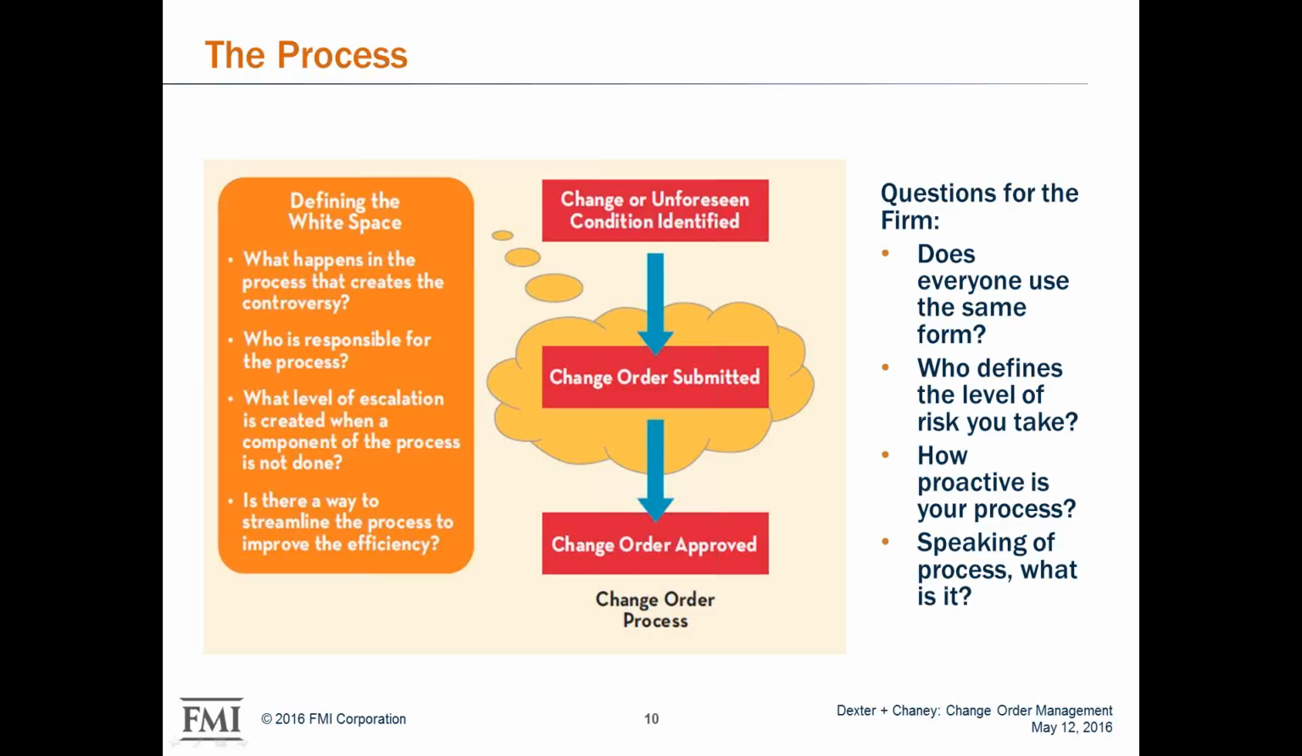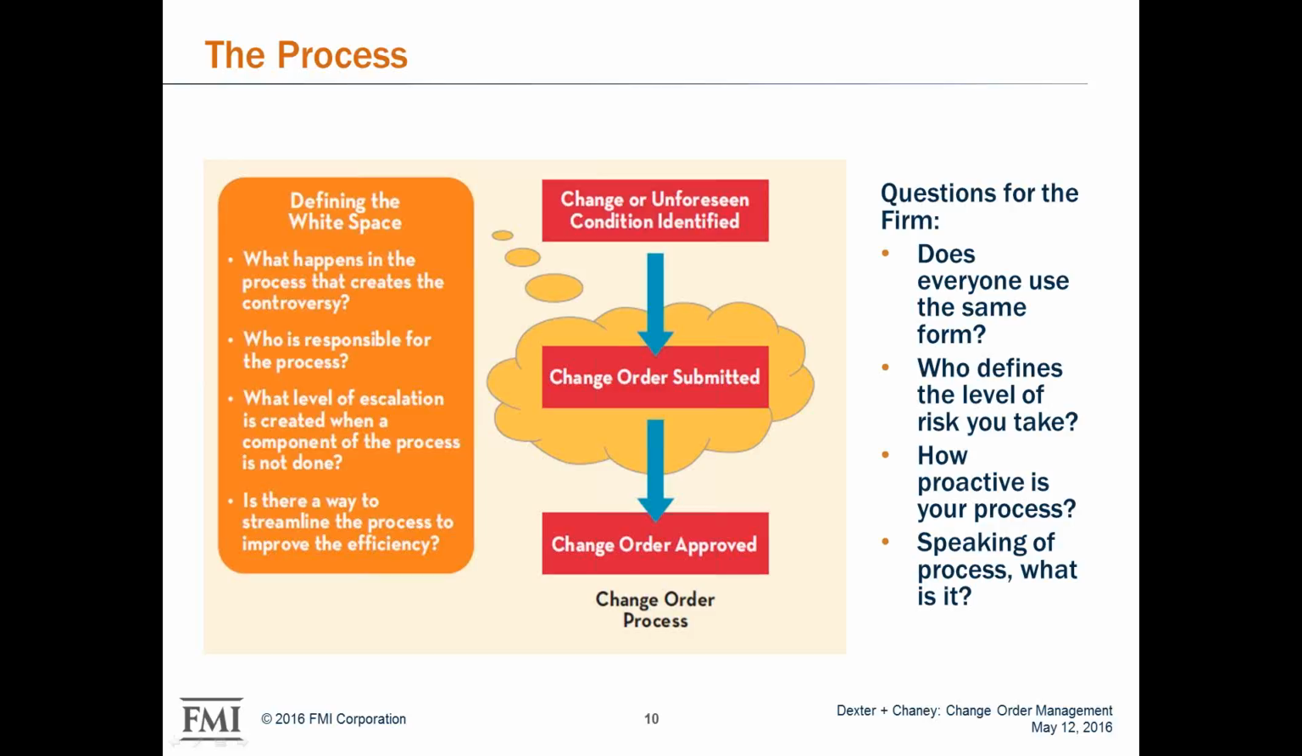As you finish up this webinar today and go back and think about how you're going to manage change orders in your own firm, think about what happens throughout this process that causes the controversy. Where are the pain points for the client? Of course it's going to be price. They're never going to like having to pay extra money for anything. But also think about who in the process is responsible. Who's responsible on your end? Who are you talking to on the client's end? And when these things aren't happening, what level of escalation is created when something's not done, and how long are we going to let it sit before it gets escalated to whatever phase two is? Then look at what you're doing now and see if there's a way to streamline what you've got going already. Are there steps in there that are redundant or don't make sense?